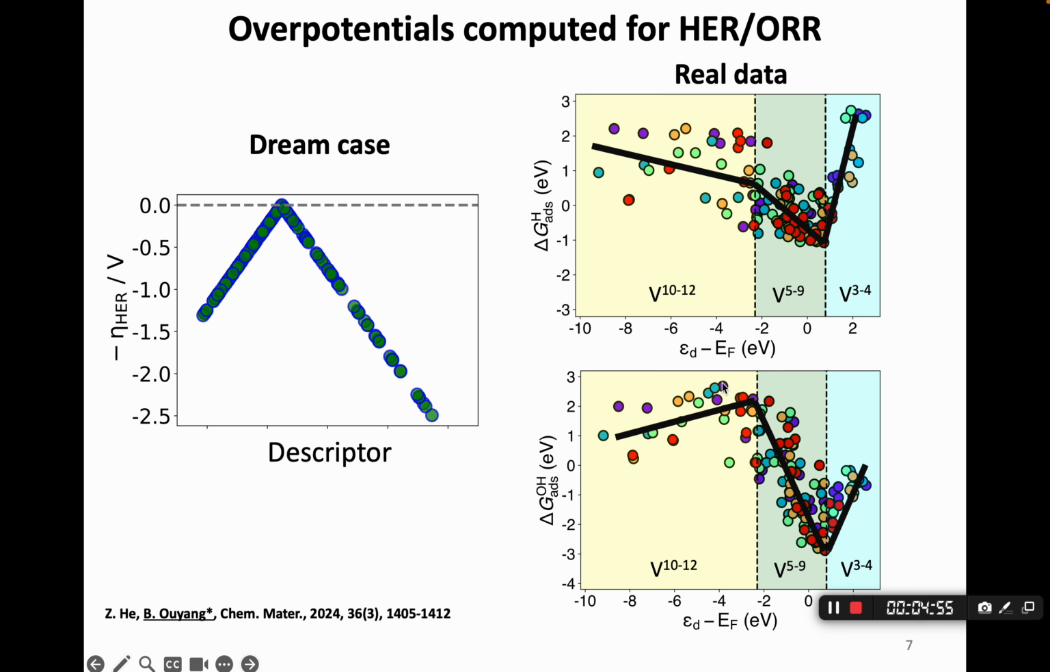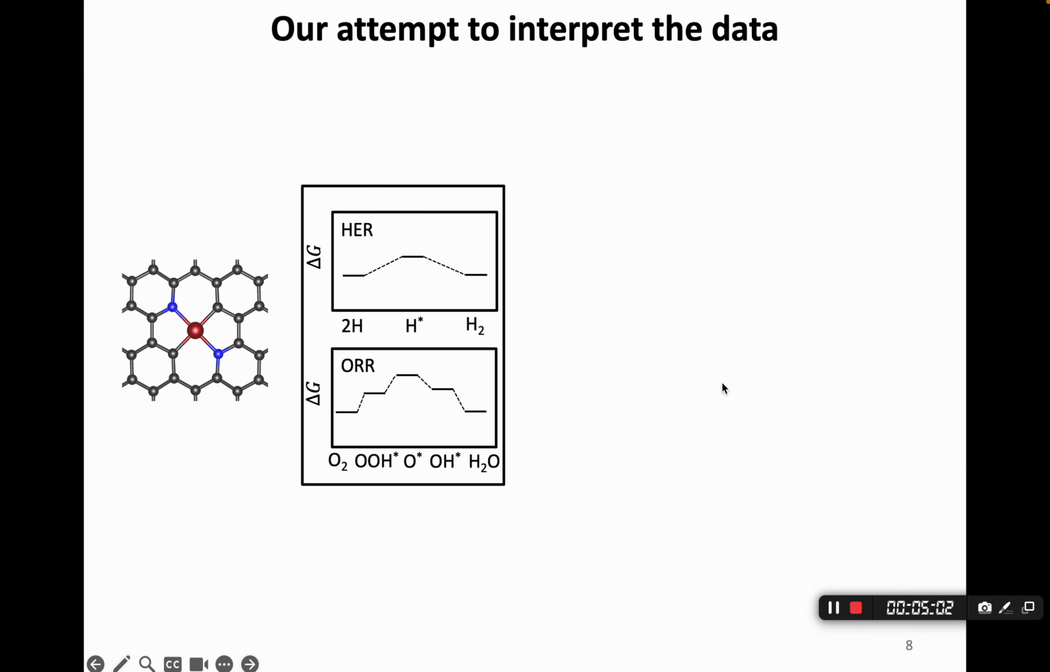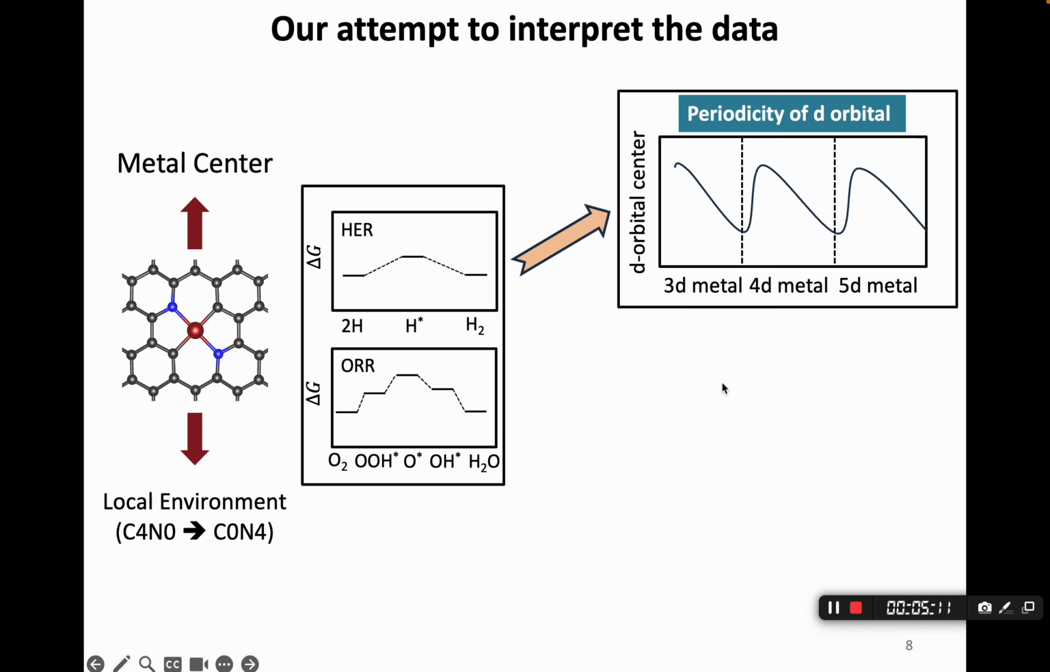Okay, so instead of quantifying that, I realized maybe the only thing we can do is briefly explain what is going on using molecular orbital theory. It pretty much depends on two things, right? The metal center and the local environment. We end up with the conclusion that the metal center will dictate the rough position of the absorption energy because of the periodicity of d orbitals.